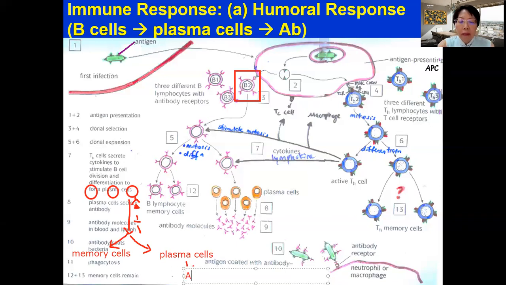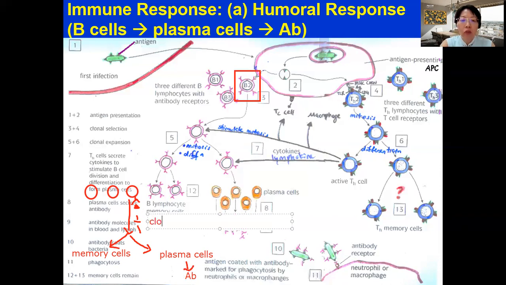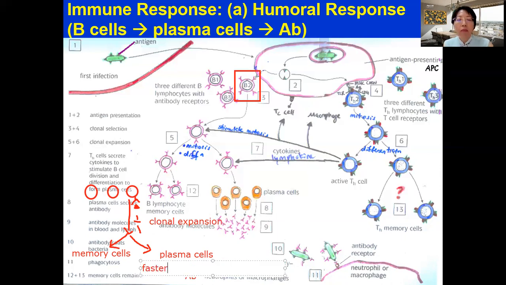Why? Because it can bypass all the steps involved before the cell can undergo clonal expansion. Upon exposure to antigen, straight away it can undergo clonal expansion. No need to wait for the T helper cell. That's why it's faster. So this explains why it is faster, because it bypasses all these steps here. The second thing is, why is more antibody being produced, a higher concentration of antibody?